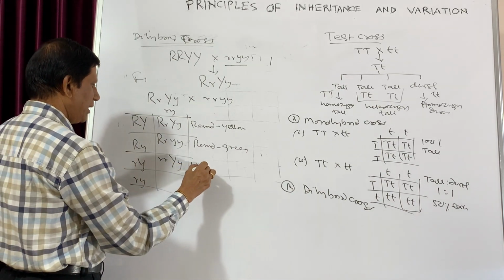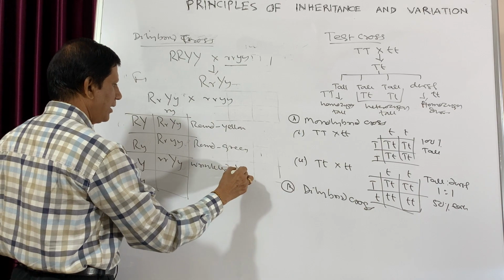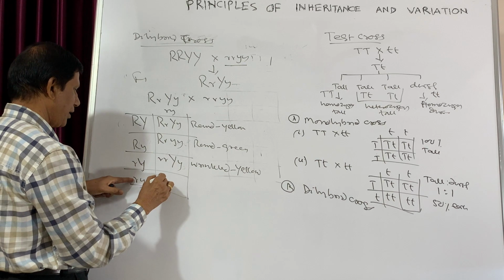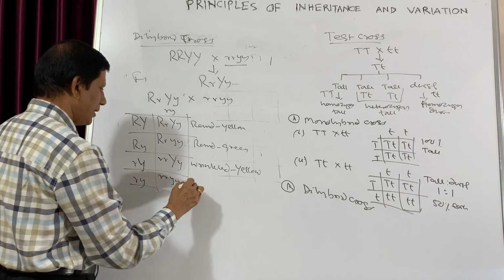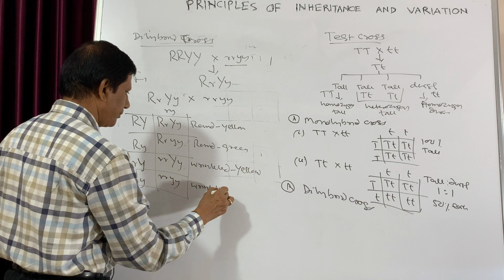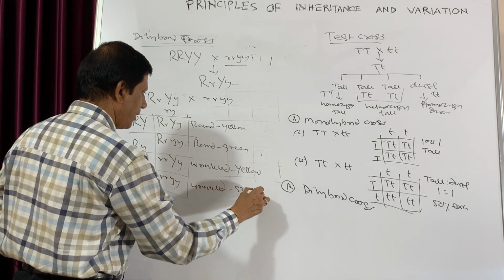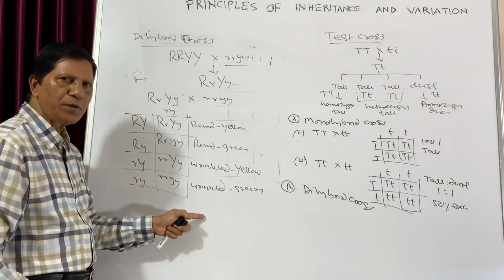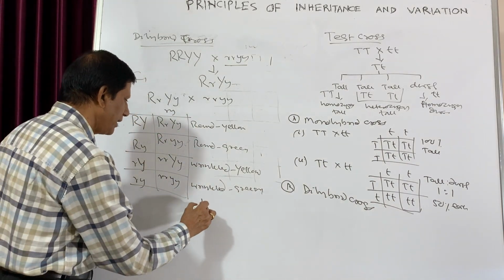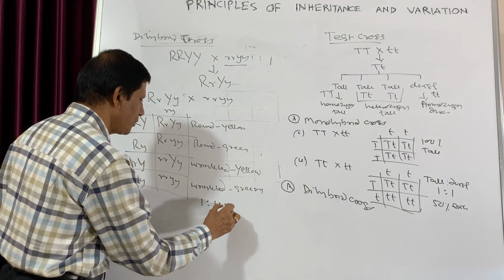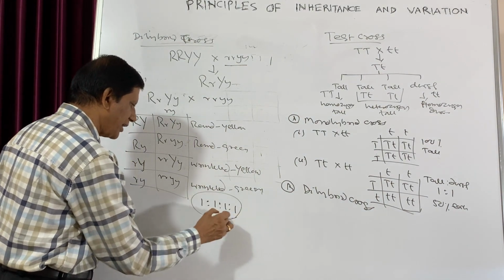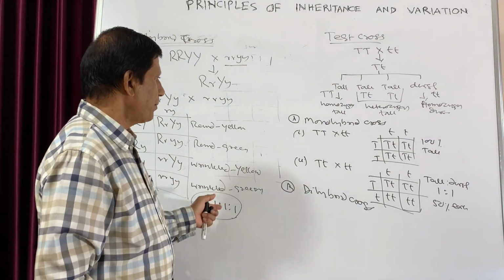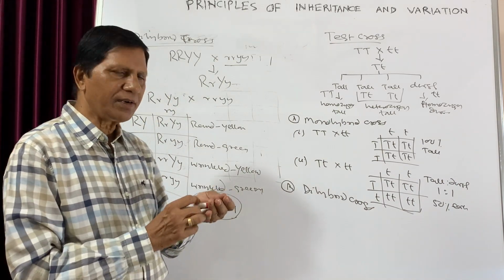Here you see small r, small r, capital Y, small y. That means this is wrinkled and yellow. And this one is small r, small r, small y, small y. That means this is wrinkled green. That means the 4 types of plants come in the ratio of 1:1:1:1. This is the dihybrid test cross ratio. So you see, from this, the genotype of the plant can easily be known.